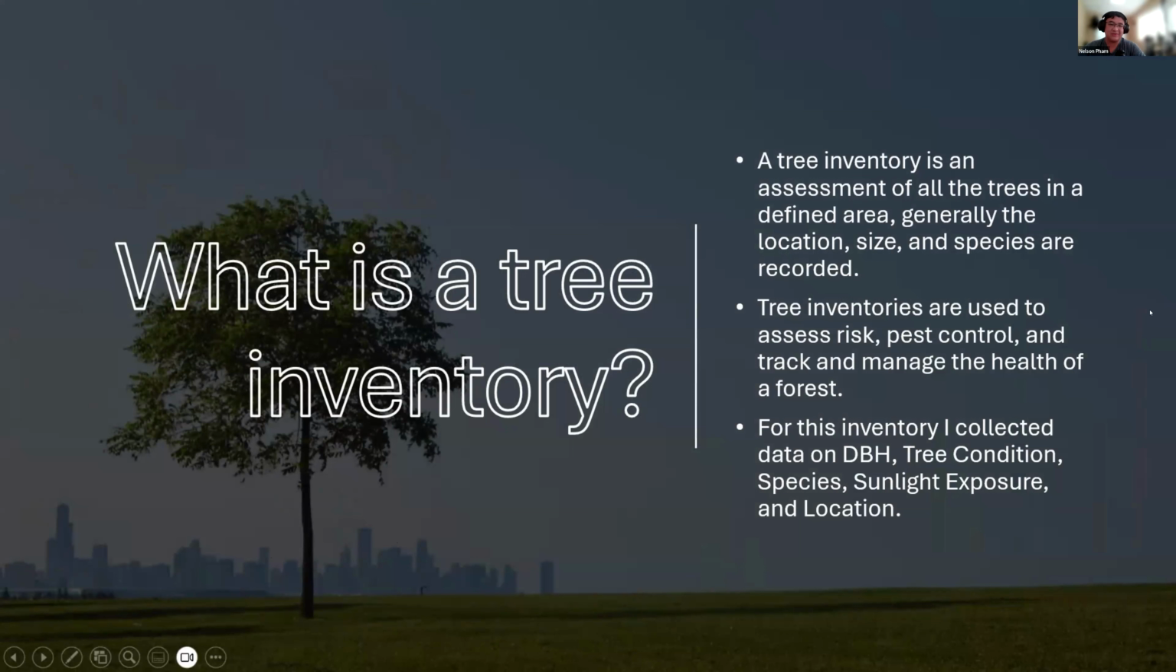So what is a tree inventory? A tree inventory is an assessment of all the trees in a defined area. Generally, location, size, and species are recorded. Tree inventories are used to assess risk, pest control, and track and manage the health of the forest. For this inventory, I collected data on DBH, tree condition, species, sunlight exposure, and location.